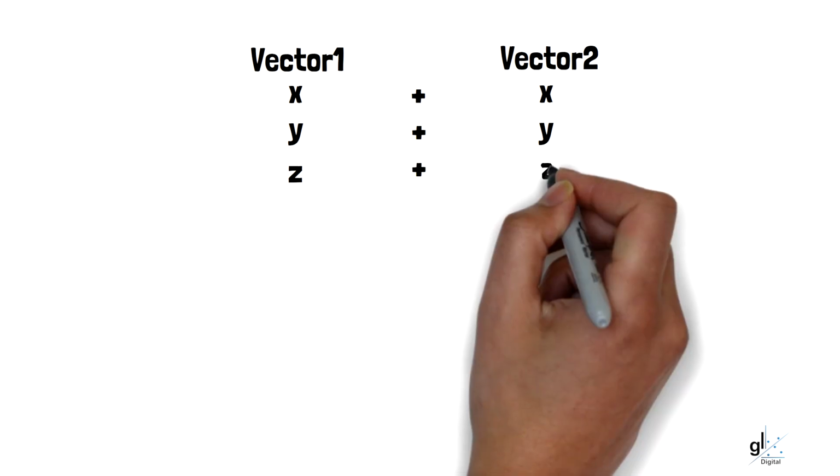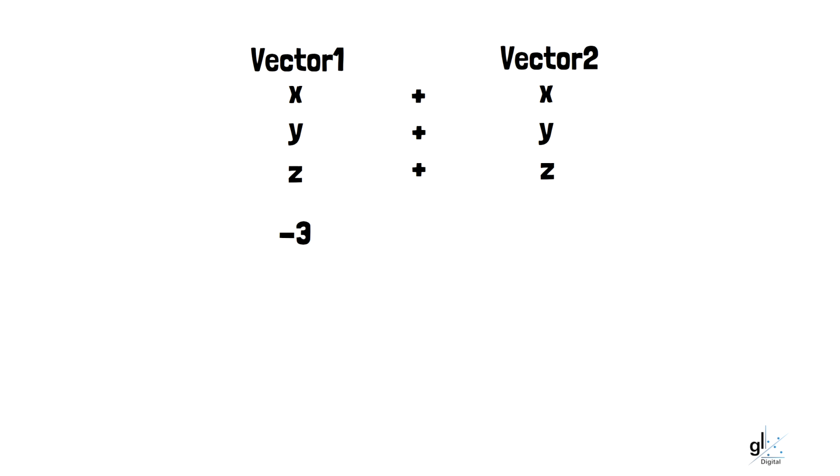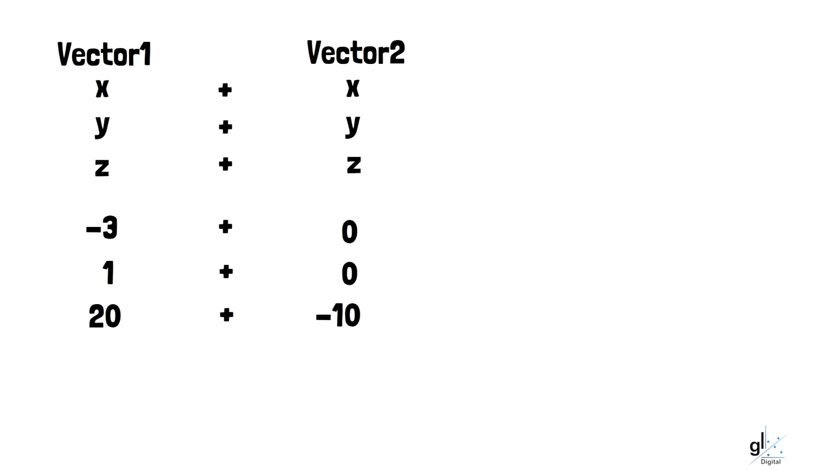So let's say that the first vector operand has an x value equal to -3, a y value equal to 1, and a z value equal to 20. The second vector operand has an x value equal to 0, a y value equal to 0, and a z value equal to -10. The result of this mathematical calculation is as follows.